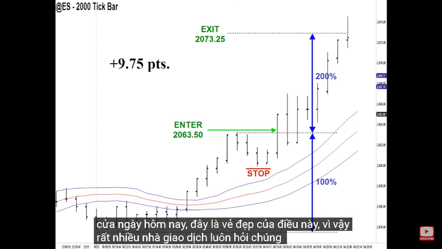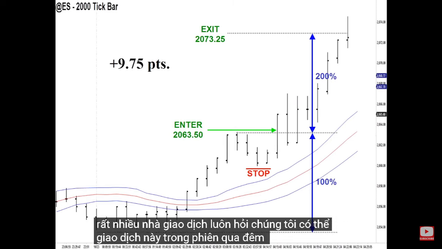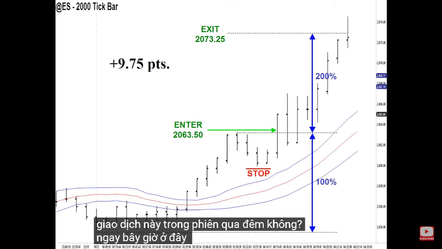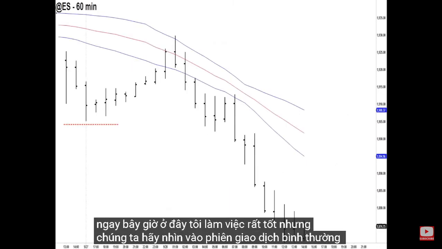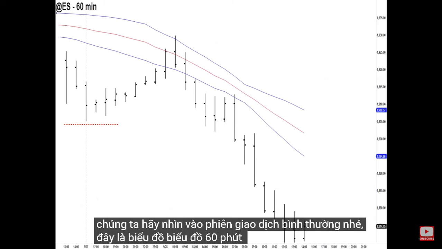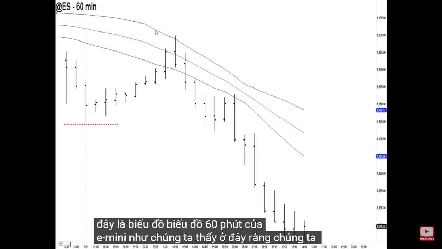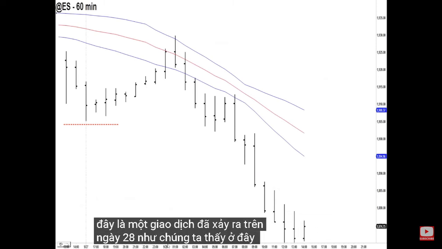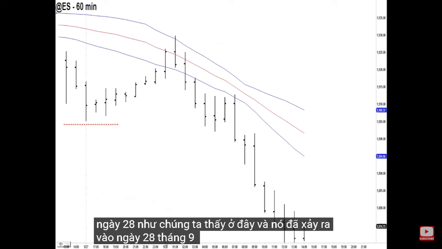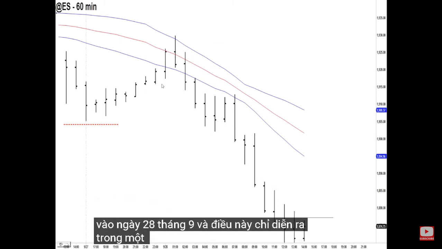A lot of traders are always asking, can we trade this in the overnight session? Sure. You see right here how it worked well. But let's look at the regular session. Okay, here's a 60-minute chart of the E-mini. We're still looking at the overnight session, but this is a trade that happened on the 28th of September, and this was just in one day.